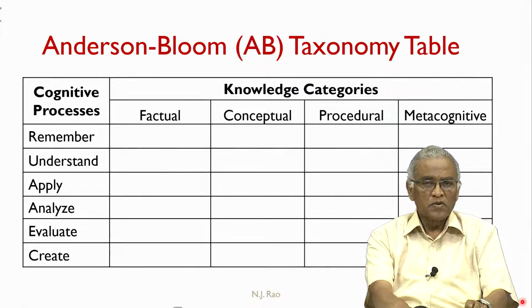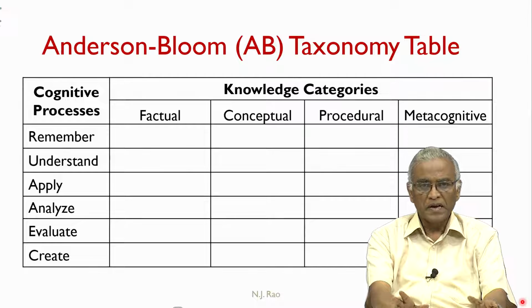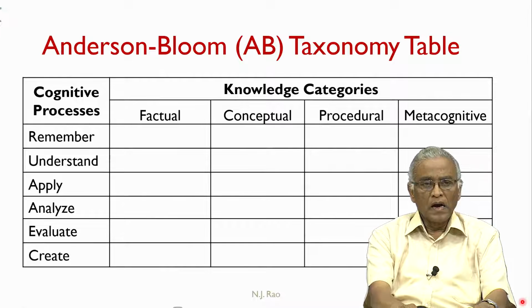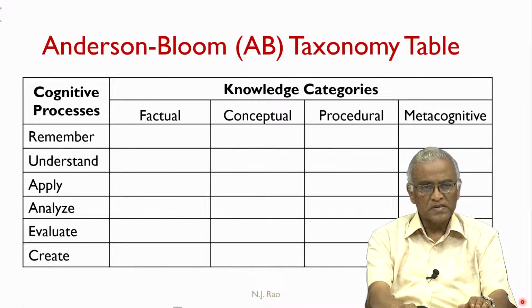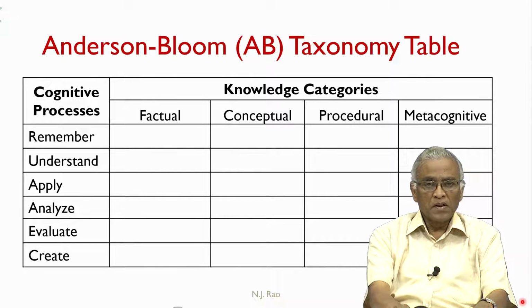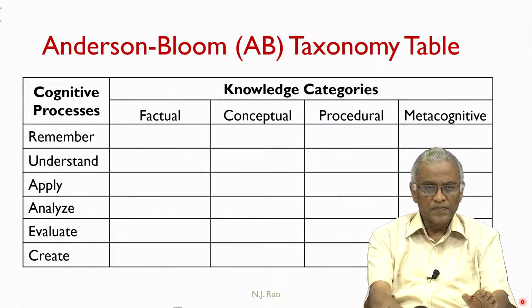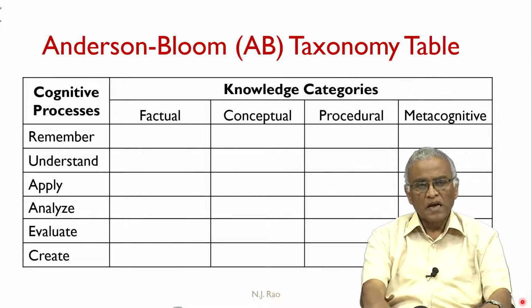We call it the Anderson-Bloom taxonomy table, or just the AB taxonomy table. The cognitive processes, as we put them in the particular hierarchy, are, lowest first: remember, understand, apply, analyze, evaluate and create. The knowledge categories are factual, conceptual, procedural and metacognitive. There is no particular hierarchy as such with regard to the knowledge categories, but with regard to cognitive processes we have this hierarchy.